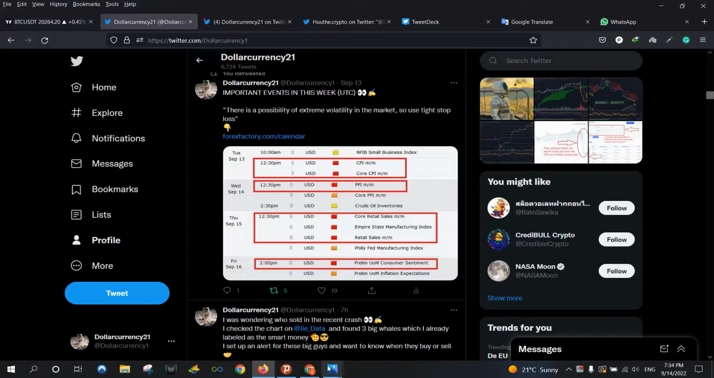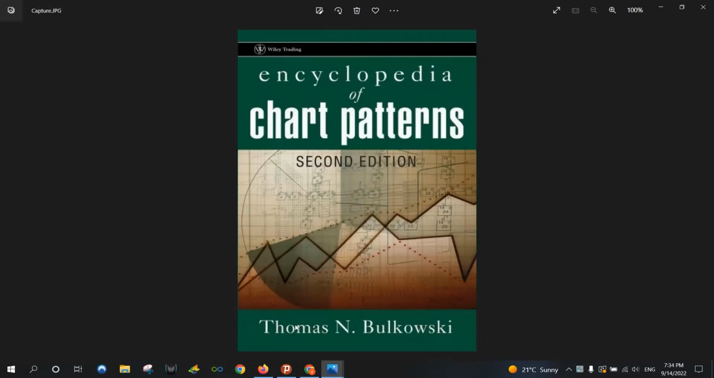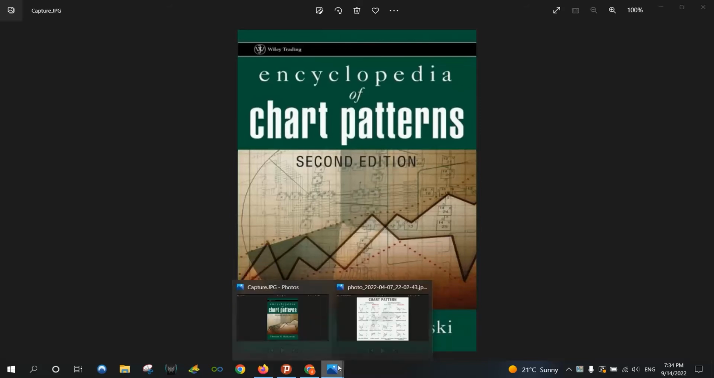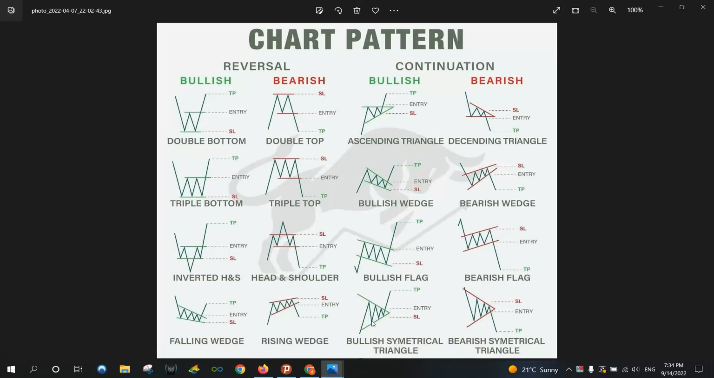Okay, let's jump in and talk about the patterns. There is a book about the patterns. The name of the book is Encyclopedia of Chart Patterns, and this book has more than 1000 pages talking about the patterns. We're not going to talk about this. Just search for the cheat sheet for chart patterns on Google, and you will see a lot of beautiful cheat sheets.